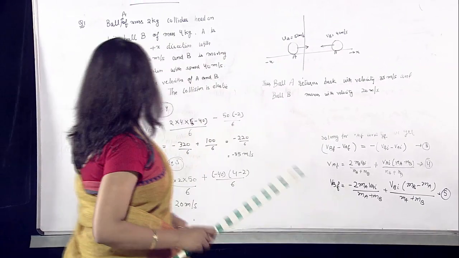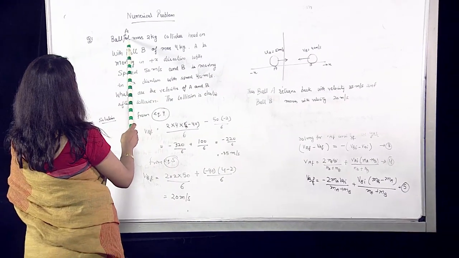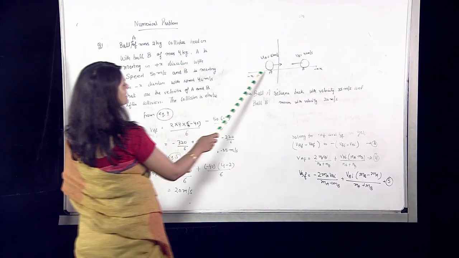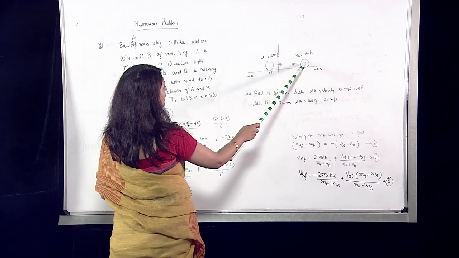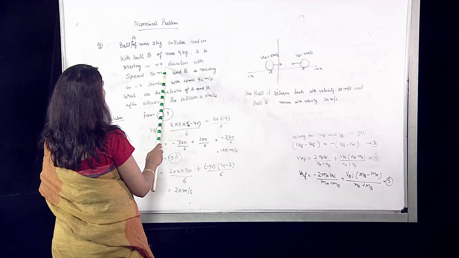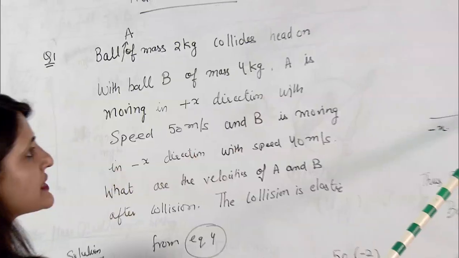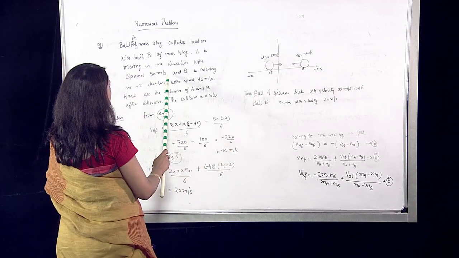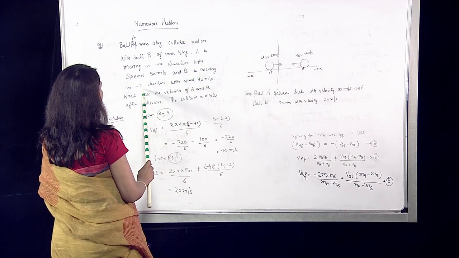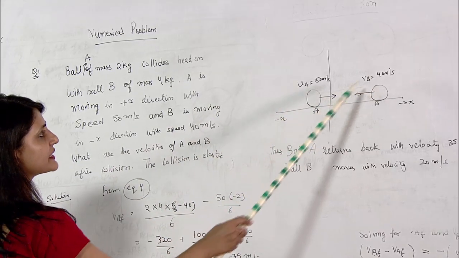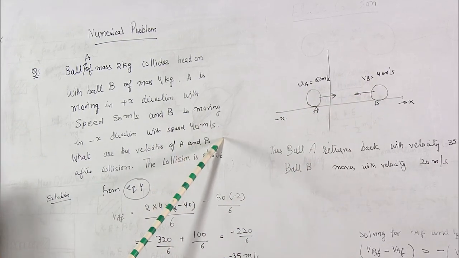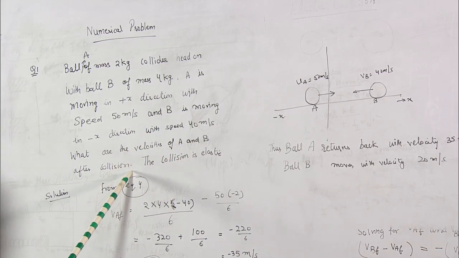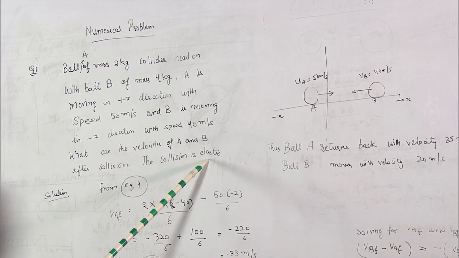Let's say we have a numerical, that is a ball A of mass 2 kg, it collides head on with a ball B of mass 4 kg. So we have ball A colliding with ball B. Now A is moving in the positive x direction, therefore we have shown this direction, that is A is moving with the velocity 50 meter per second. And B is moving in the negative x direction with the velocity 40 meter per second. Now, what are the velocities of A and B after collision? And it is given that the collision is elastic.